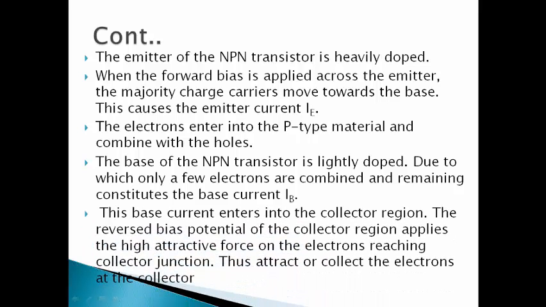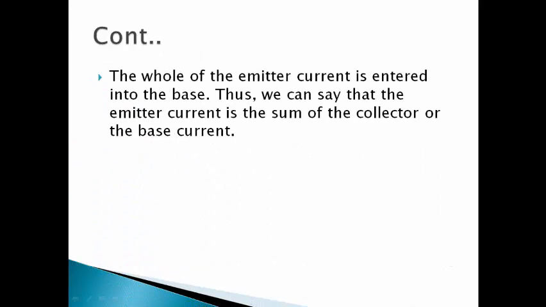The base current enters into the collector region. The reverse bias potential of the collector region applies a high attractive force on the electrons reaching the collector junction, thus attracting or collecting the electrons at the collector. So, the whole of the emitter current enters into the base. Thus, we can say that the emitter current is the sum of collector and base current. That's it from today's lesson.